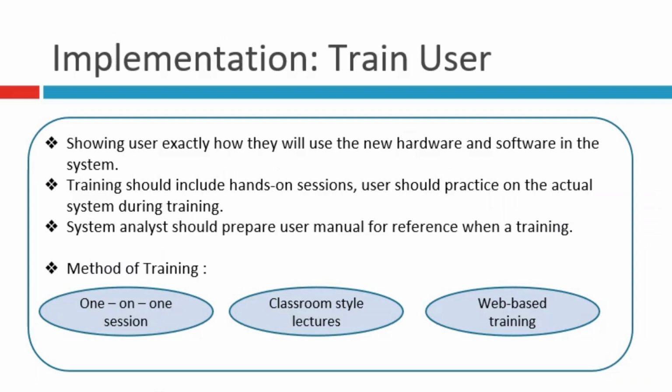Activity 3, train user. After the system had been tested, now it's the activity to train the user: how to use the new system or how to use the new hardware that had been developed. Train user is the process of showing user exactly how they will use the new hardware and software in the system. Training includes hands-on sessions.